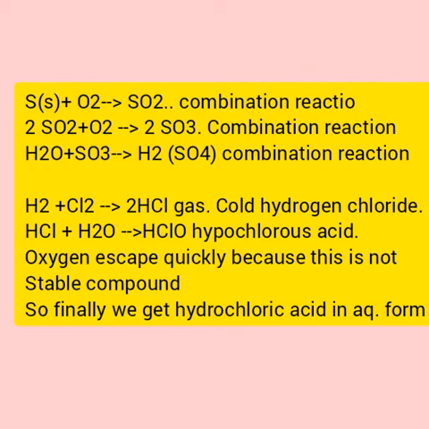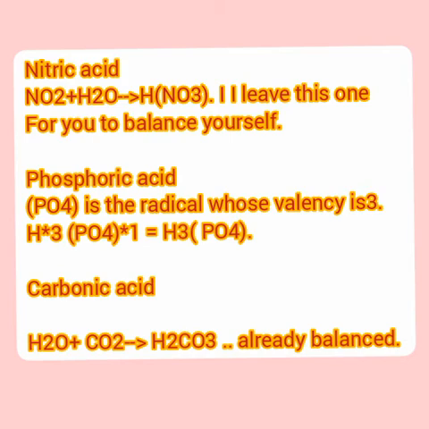Now, next is nitric acid. NO2 is nitrogen dioxide, produced by some method. Again, the nitrogen dioxide is dissolved in water, then HNO3 is produced. Here the radical in bracket is NO3, its valency is 1, and hydrogen valency is also 1. Again for H3PO4, I am not telling the production, because it is not in the syllabus. Then carbonic acid is produced by dissolving carbon dioxide into water. While doing these, we can check the combination reactions.